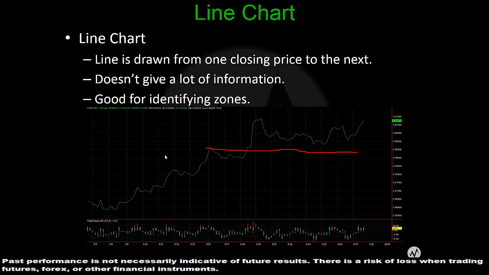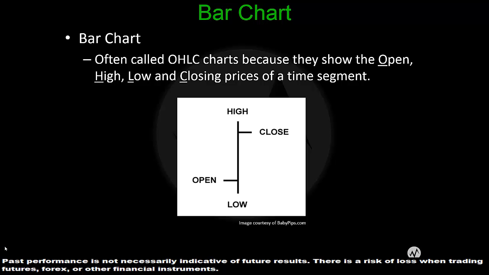I like using them for this sort of thing. So that's why I enjoy using them. And next we'll go over to the bar chart here. This is typically called an open high low close chart, or OHLC chart, because they show the opening price, the high price, the low price, and the closing price of a particular time segment. That can be your daily chart, your 5-minute chart, whatever your time frame is that you're looking on. Each bar will reflect that time frame.